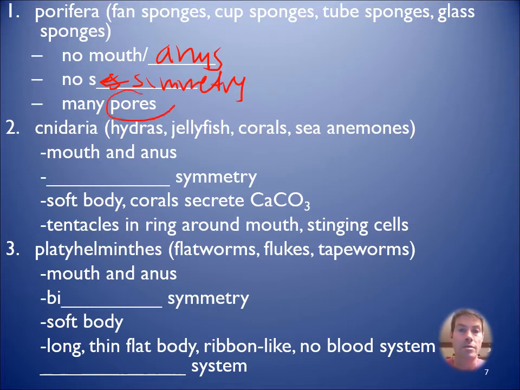And many pores, many holes. That's why we can use them to soak up water, put them in all those holes. Mouth and anus, cnidarian is radial symmetry. Soft body, you'll see calcium carbonate.